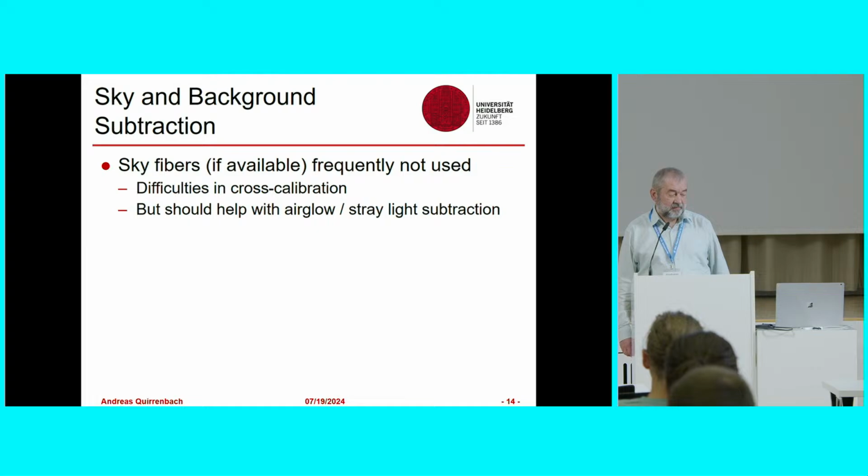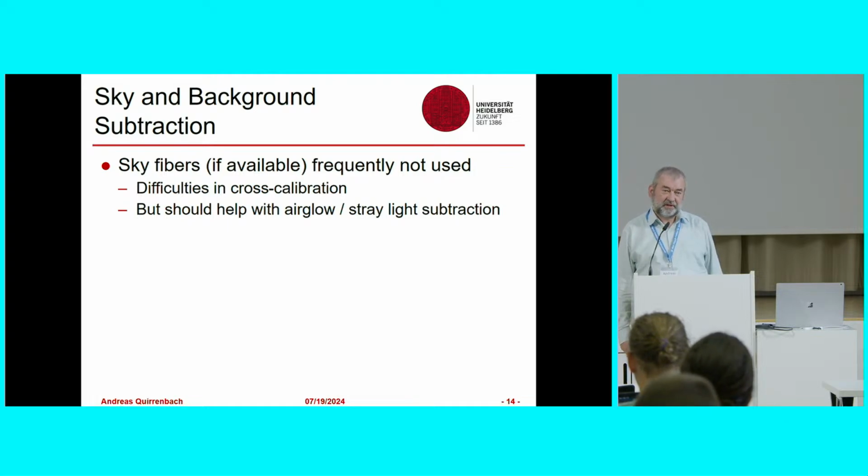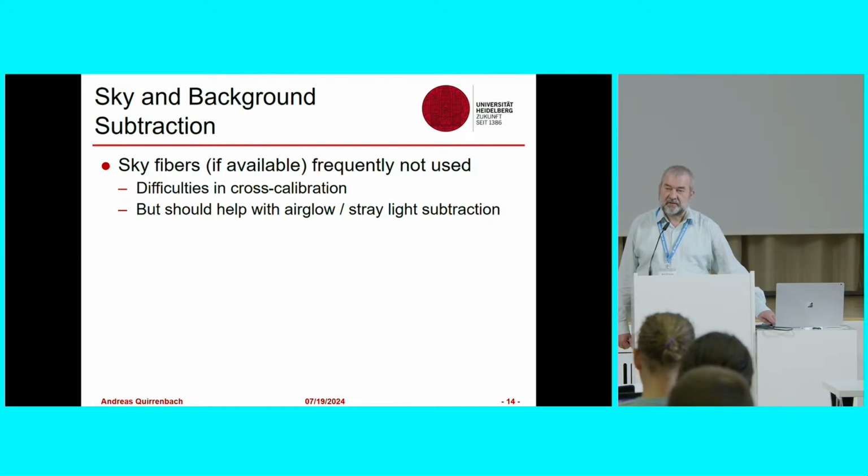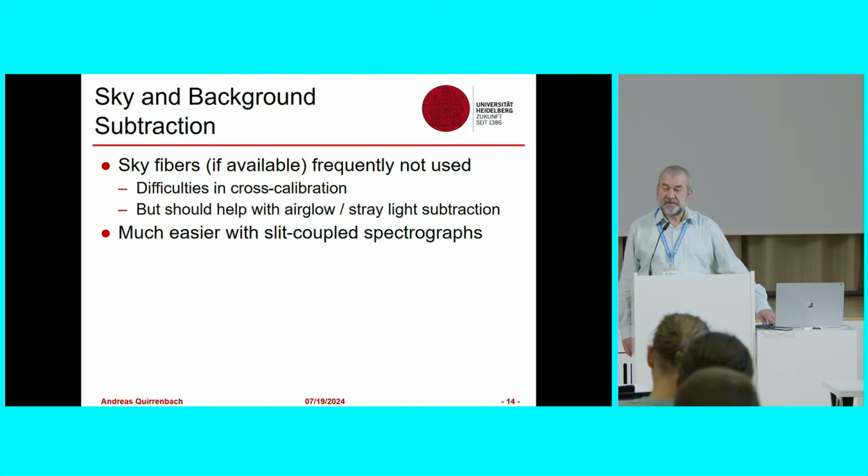Yeah, sky and background subtraction. Many spectrographs provide sky fibers, but in many cases they are not used. So there are typically difficulties in cross-calibration. But in principle, of course, it makes a lot of sense, especially in the near IR where you have bright airglow lines. Also, stray light subtraction. You may be interested, if you are observing on a full moon night, for instance, to subtract the lunar spectrum that is spilling into your spectrograph. This is much easier if you have a slit-coupled spectrograph. Of course, the RV instruments are all fiber-coupled for a good reason.